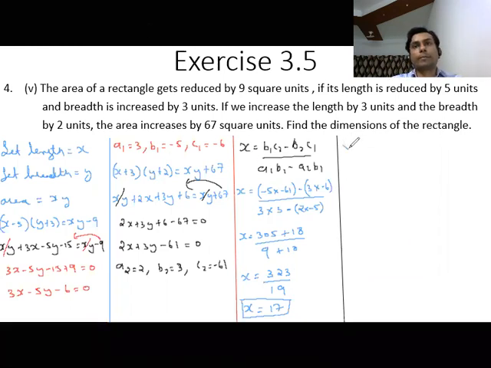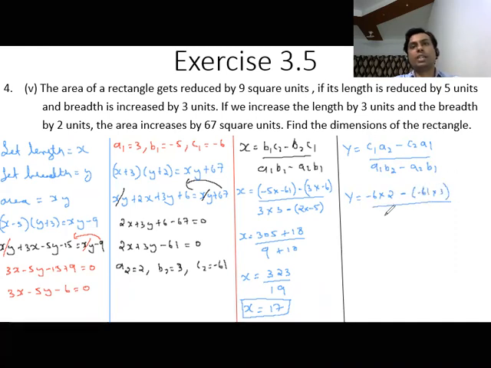Now we go for y. What is the y formula? Y starts with C now. The next after y is constant. So start with C: C1 A2 minus C2 A1 divided by the denominator, which is the same, A1 B2 minus A2 B1. So y is equal to C1. C1 is minus 6 into A2. A2 is 2, minus C2. What is C2? Minus 61 into A1. A1 is 3, divided by this same 9 plus 10.